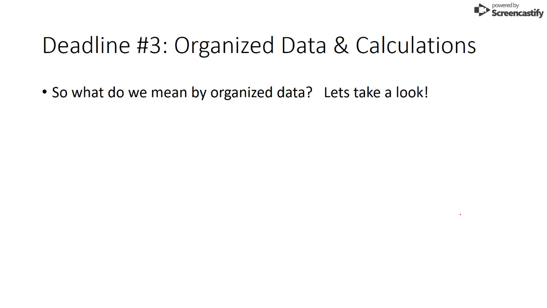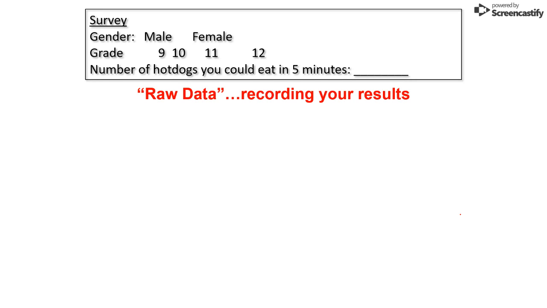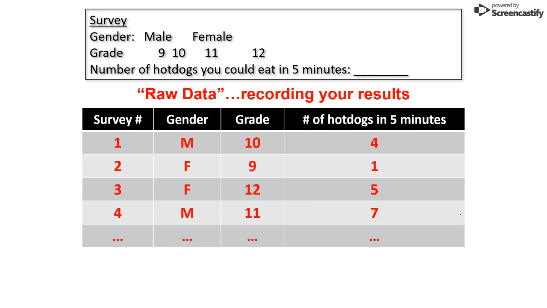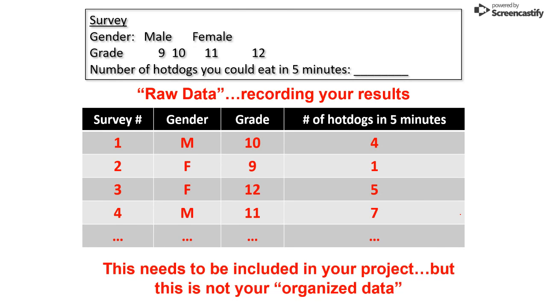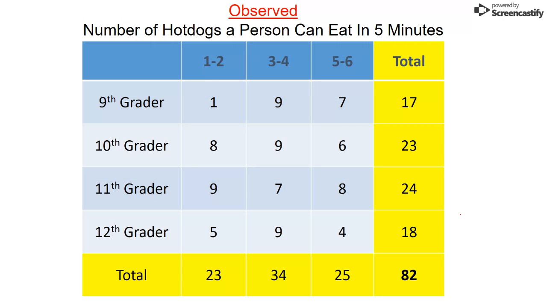So organized data, again, if you did a survey, you should have your surveys already recorded in your table. That's basically what you turned in to me for that first data deadline. And especially if you're doing correlation, this is what your data would look like anyway. All right, so there's your raw data, okay? Organized data would then be your observed table, right, for chi-squared.